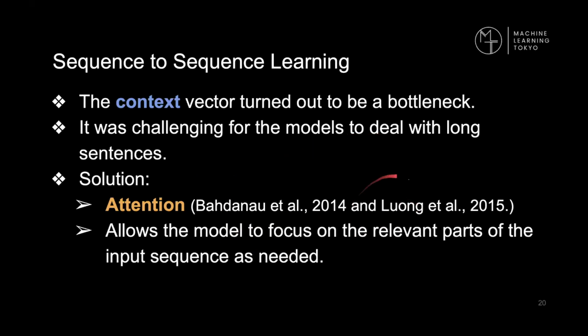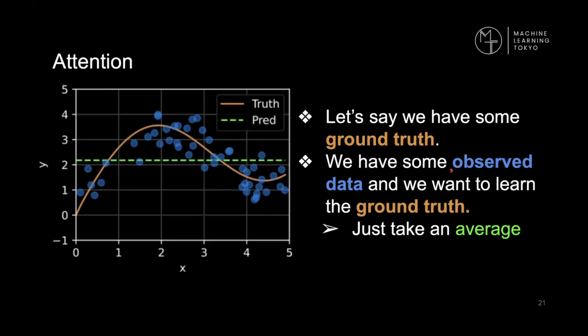Okay, so before we get into attention in terms of neural machine translation, let's try to do a very simple exercise over here. So here you have the X and Y axis. There's some ground truth, which is given by this orange curve over here. And then you have some observed data corresponding to the ground truth, which is given by all these blue dots over here. And our job is to learn this and make a prediction at any given X. The very simple thing anyone can think of is just take an average, which is given by this green dotted line over here. And clearly this doesn't work very well. You can see it doesn't work very well in this regime, doesn't work very well in this regime as well.